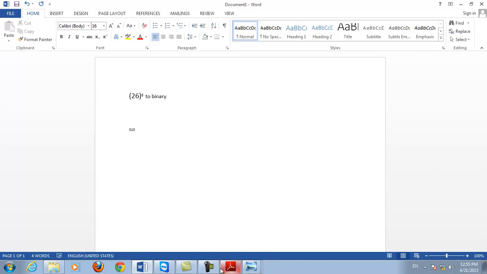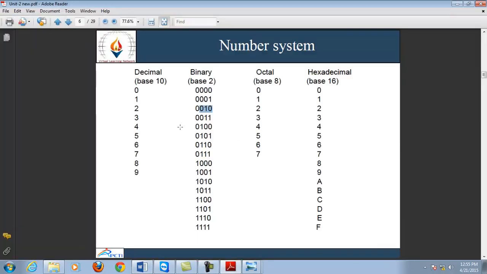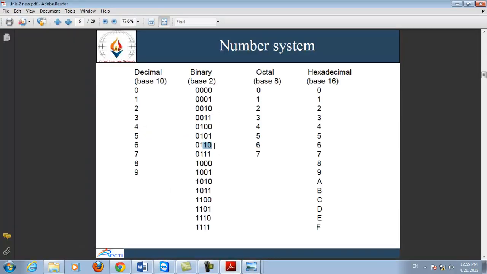To find the binary equivalent of 6, it is 110. That is 110. This is the binary equivalent of the octal number. Means the group of 3 binary digits is used. The group of 3 binary digits can be used to form the particular octal number.